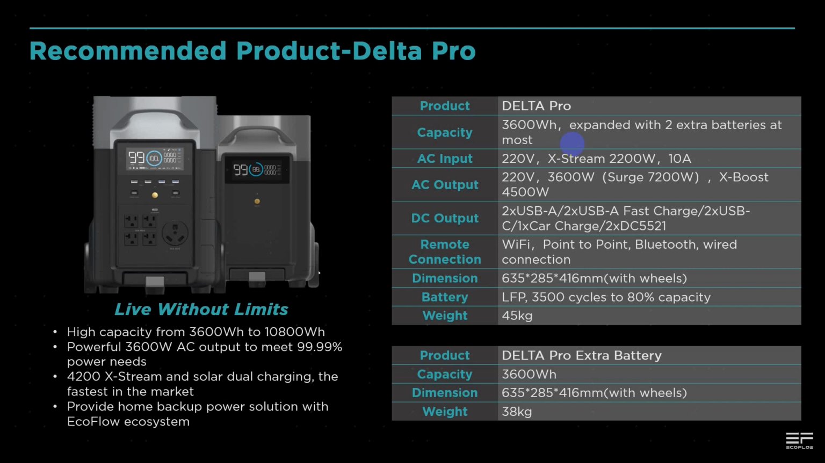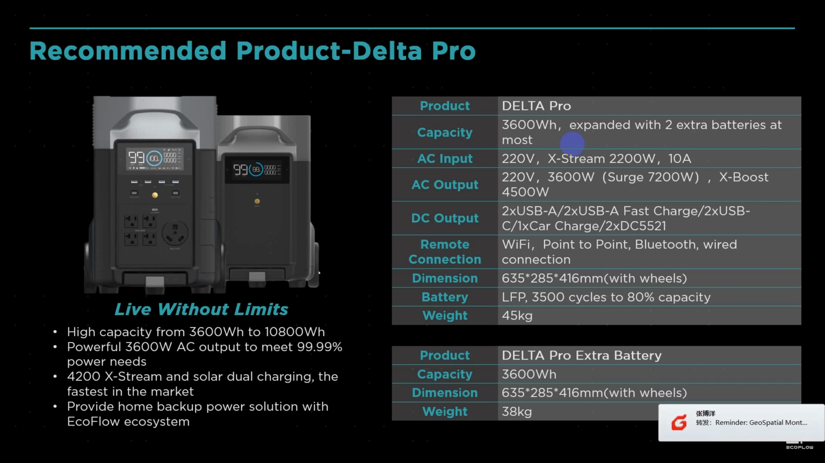The DC outputs are the same, also including USB-A, USB-A fast charge, Type-C, car charge, and DC 5521. And it supports more remote connection methods, including Wi-Fi, point-to-point, Bluetooth, and wired connection. One thing I want to emphasize is the battery chemistry. The chemistry of Delta Pro is LFP, which means after 3,500 cycles, the capacity of the battery is still up to 80%. The battery life is much longer than any other products.